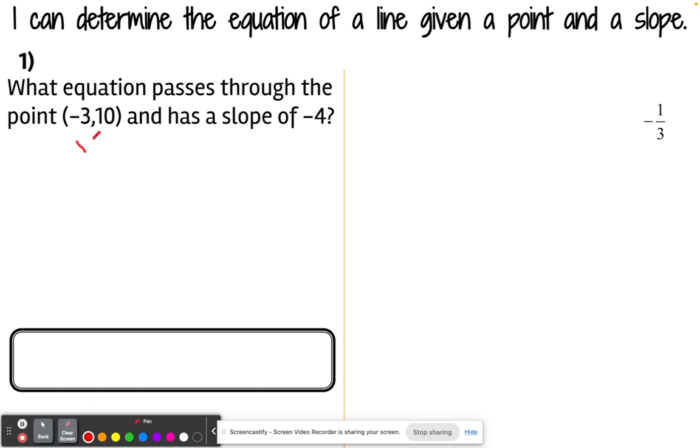You know that y equals mx plus b, right? That is my equation of a line. Well, do I know my slope? Yeah, I can put negative 4 in for my slope. Do I know a value for x? Yeah, right here, negative 3. And when my x is negative 3, what is my y? My y is 10.